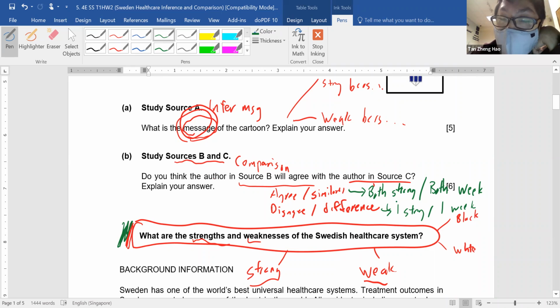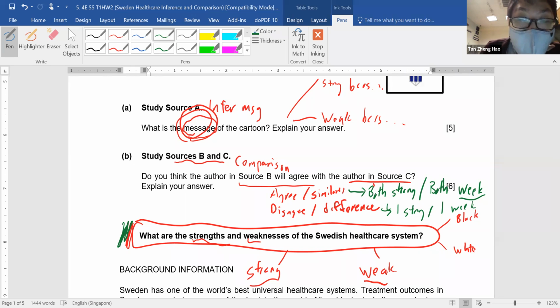Author in source B and C agree in saying that the healthcare system is very weak. Or author in source B and author in source C disagree over whether the healthcare system in Sweden is strong. One says strong, one says weak. So you see, this is how I narrow down the possible answers. Of course, which is the case, we'll read the source to find out.